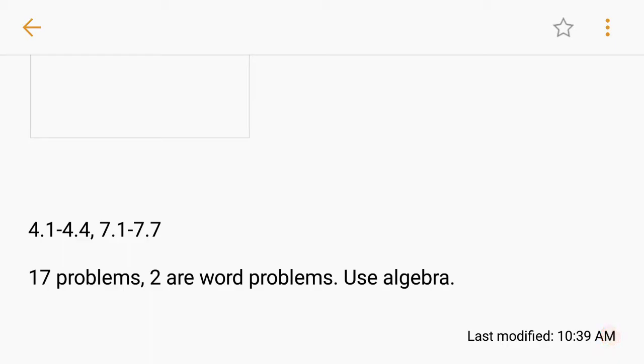The test covers sections 4.1 through 4.4, and then again chapter 7, 7.1 through 7.7. There will be 17 problems on the test. 2 are word problems. Make sure on the word problems you use algebra.